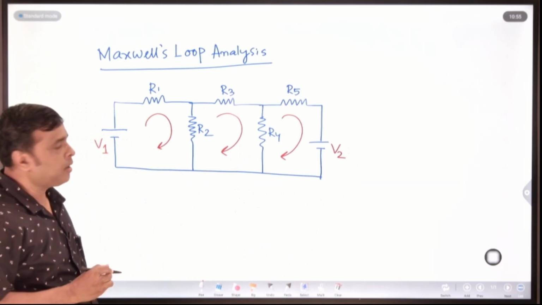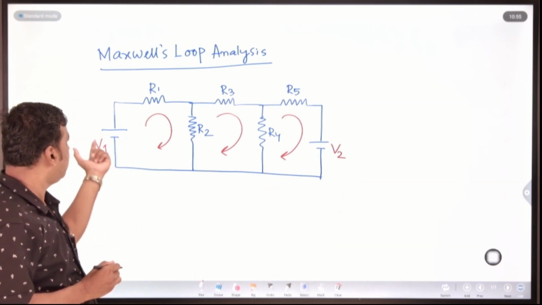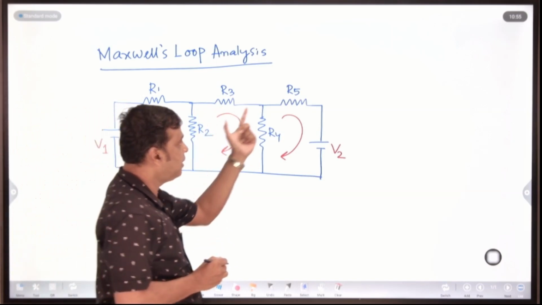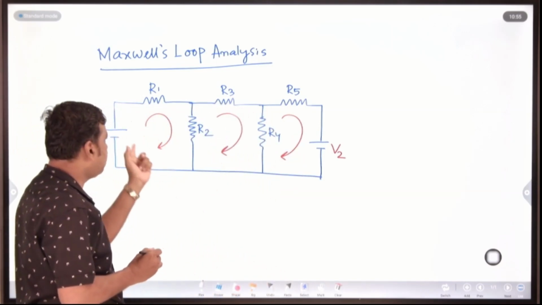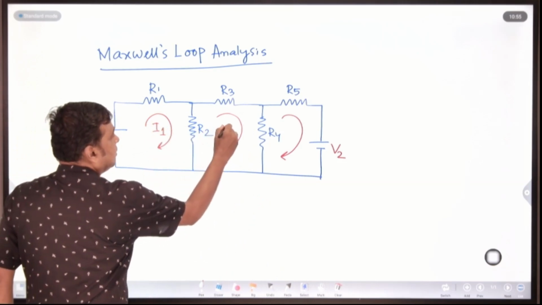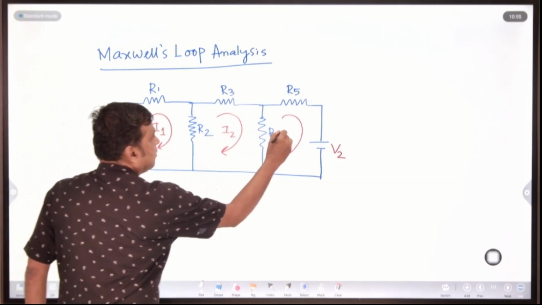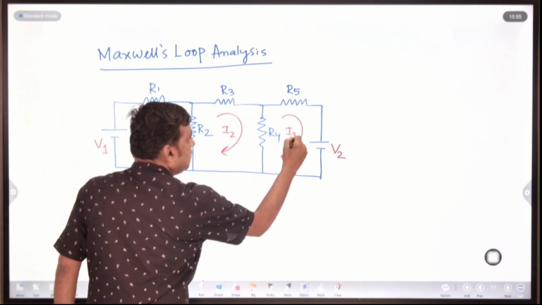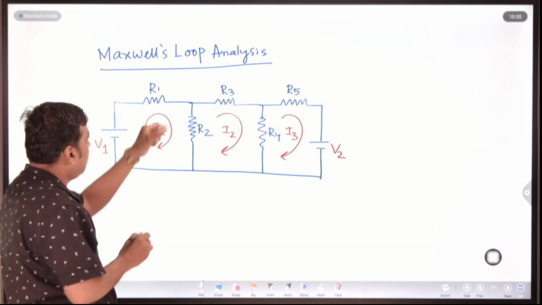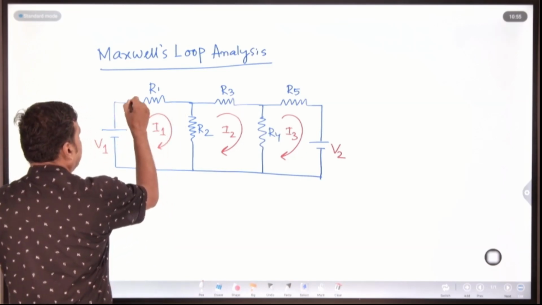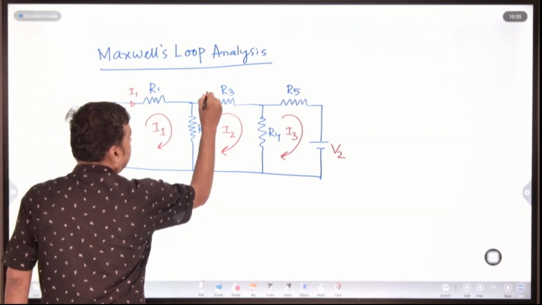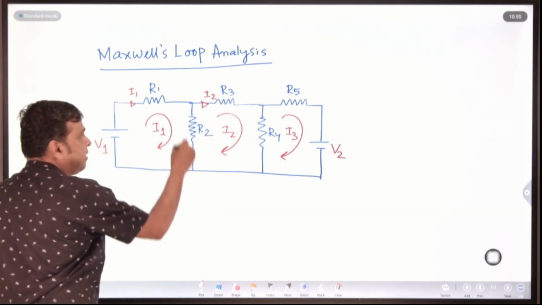So you can apply Kirchhoff's voltage law in the first loop, then the second loop, then the third loop. This is the direction of the currents: I1, let's say, this is your I2, and this is your I3. I am assuming the current flows in the clockwise direction. Suppose the current here is I1, and here the current flowing through is I2. This is a common branch.